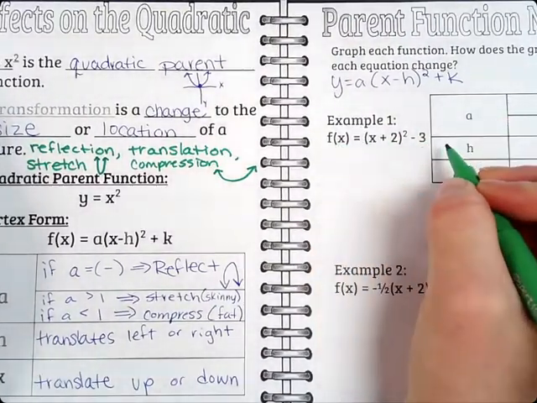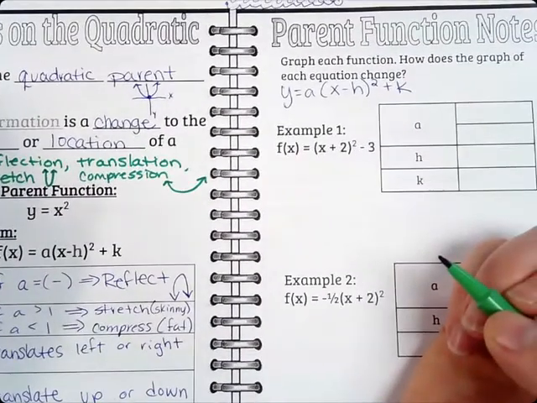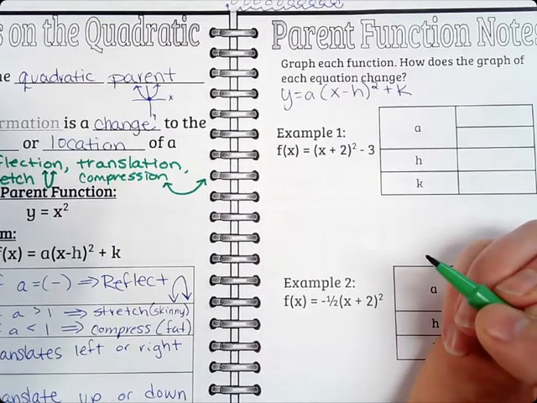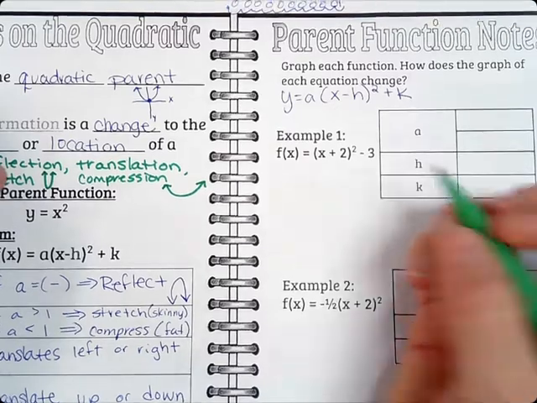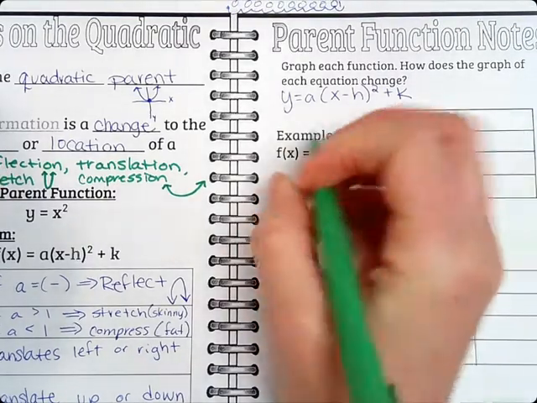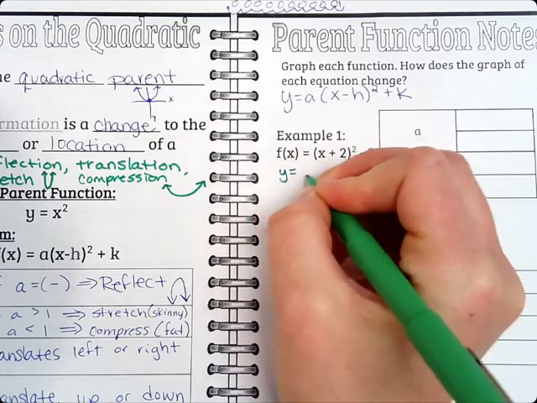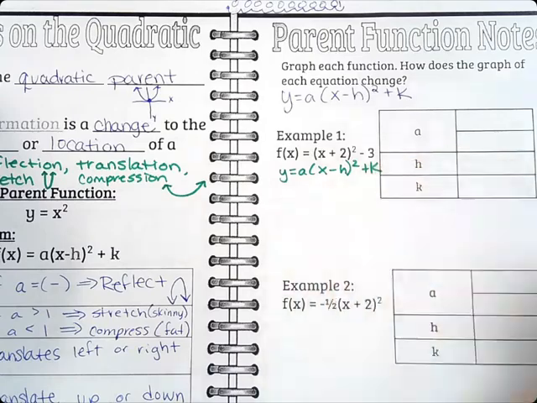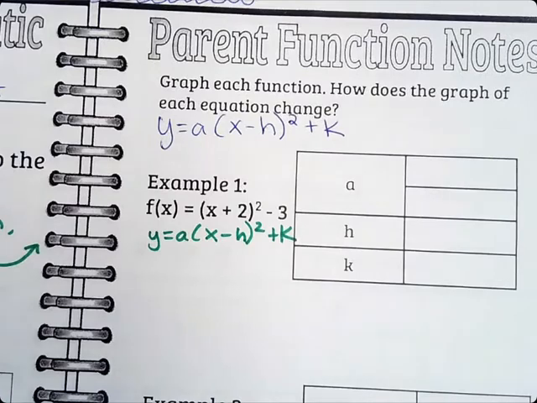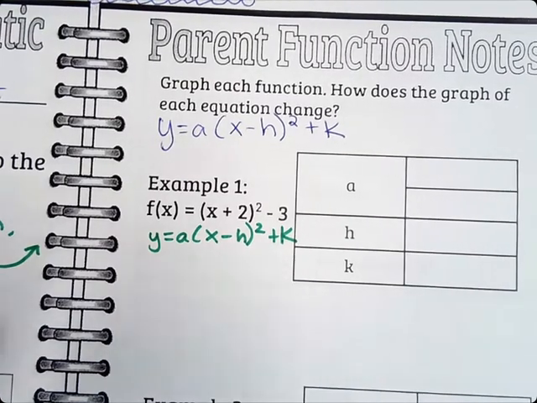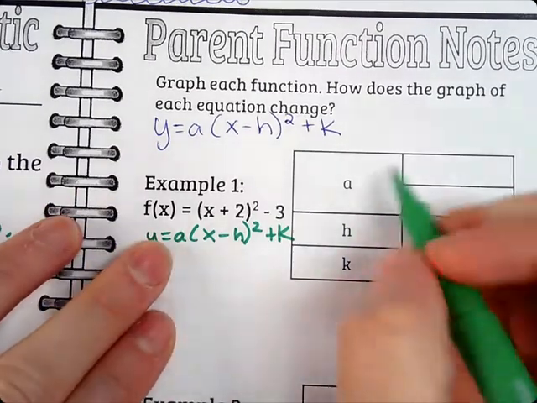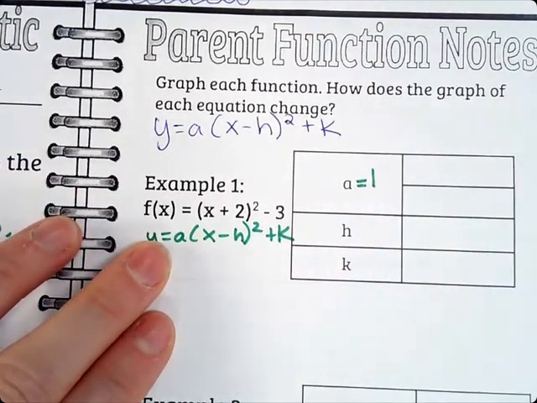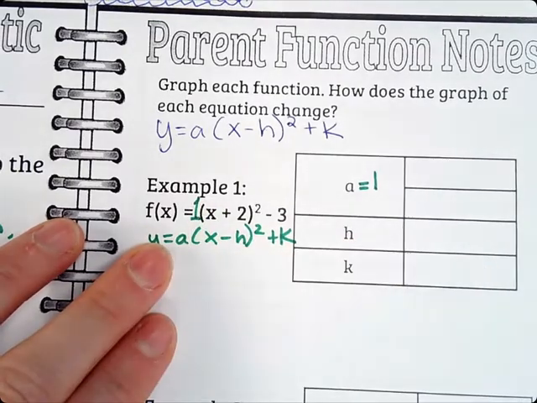So we have this example. It says graph each function. How does the graph of each equation change? So remember when we were graphing using vertex form, we put y equals a(x minus h) squared plus k. We were at the formula right underneath it. Then we determine what our h and our k and our a is, and we can write those. So the a value is just 1 because there's nothing there, right? So we know it's 1.